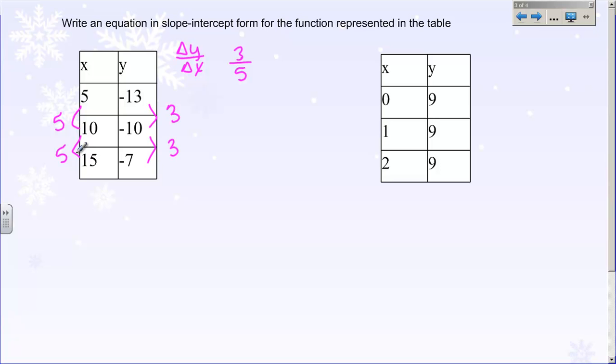Point-slope form. In point-slope form, I have to have a point and the slope. I have 3 points to pick from. It doesn't matter which one you choose.